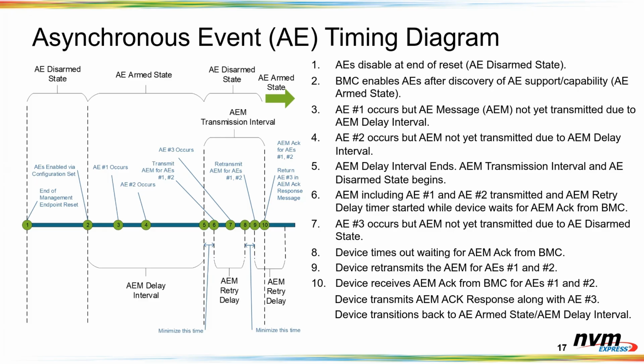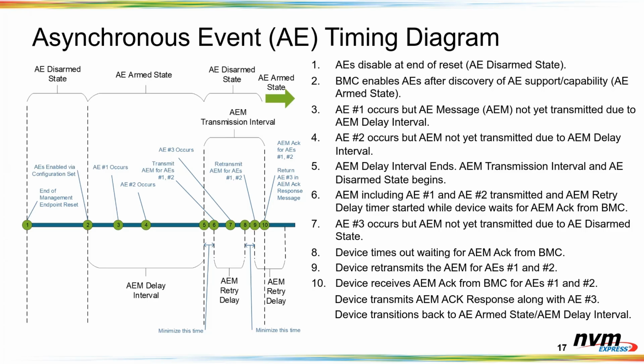Now, at step 7, we have a third asynchronous event occur, but we're in the AE disarm state, and so no AEM is sent. And we'll see how that asynchronous event gets communicated shortly. At step 8, the device times out waiting for an acknowledgement from the BMC. And so in step 9, the device retransmits the asynchronous event message for AEs 1 and 2. And this is just a replay of the original asynchronous event message. And so note that it still doesn't include asynchronous event number 3.